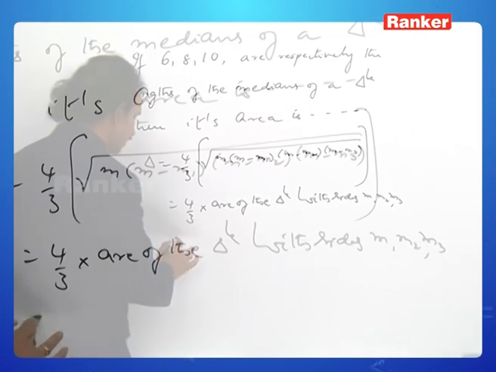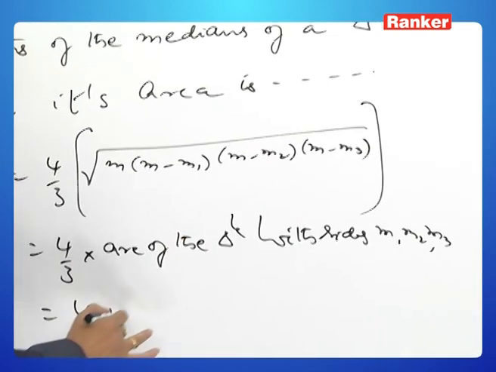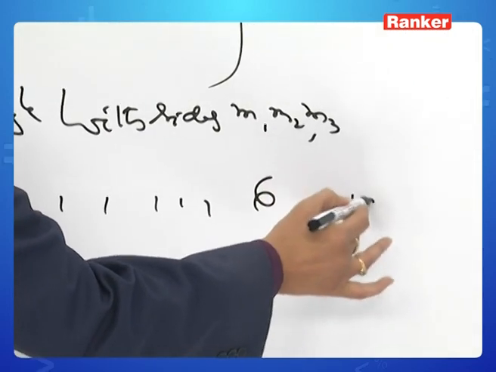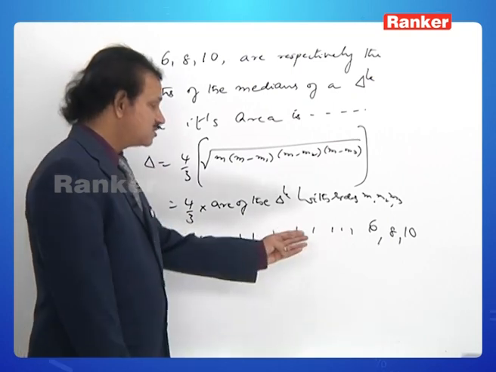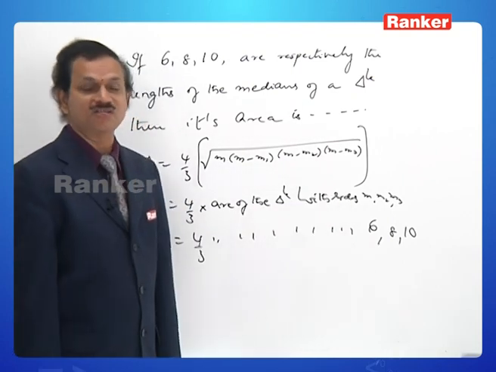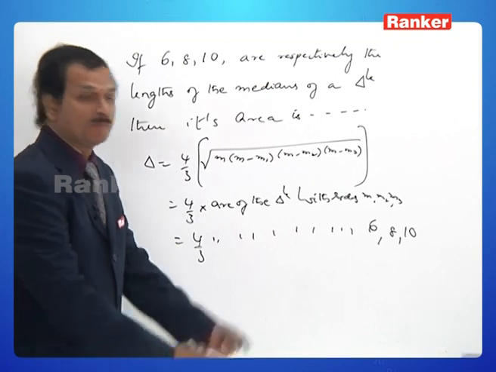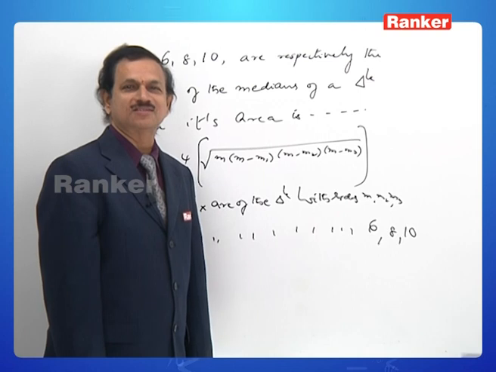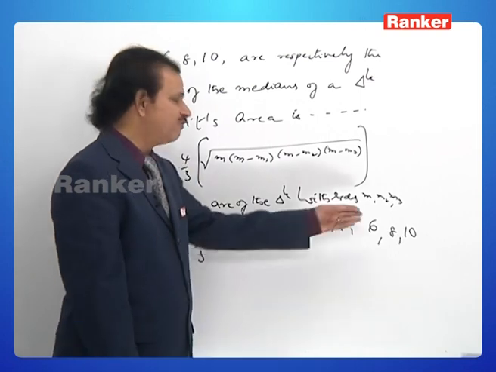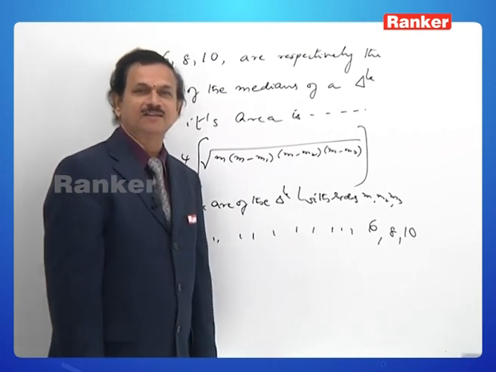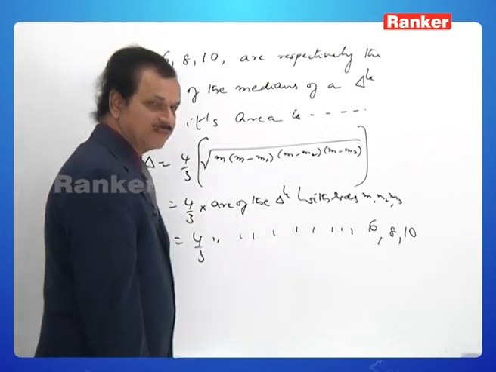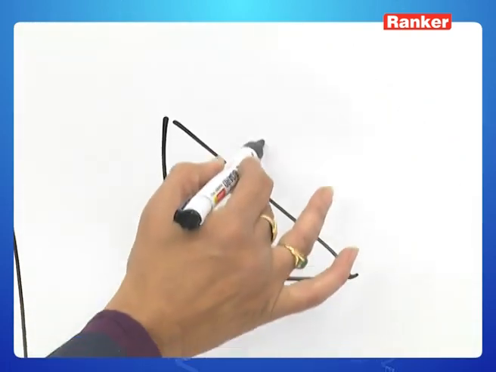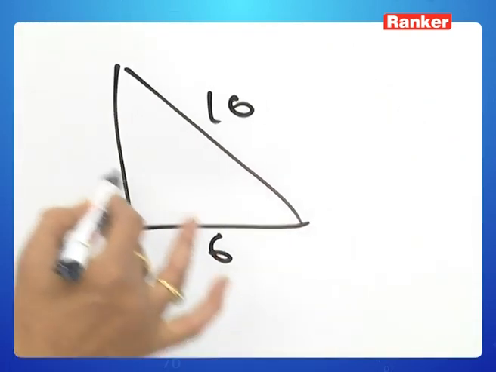Yes, this is equal to 4 by 3 times the area of the triangle with sides. What are the sides? 6, 8 and 10. Well, my dear, 6, 8 and 10, the ratio is 3:4:5. You please notice it. What is the essence of that observation? What can you say about that? They form a right angle triangle, isn't it? They form a right angle triangle with the sides 6, 8 and 10. Well, what is the largest side? 10, that is the hypotenuse. This is 6 and this is 8.